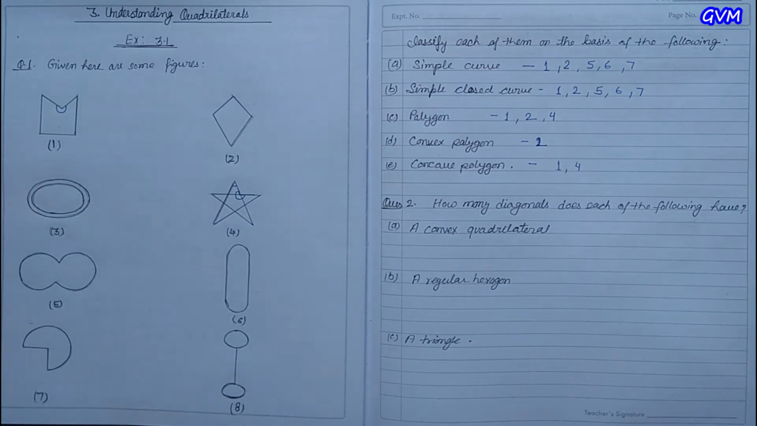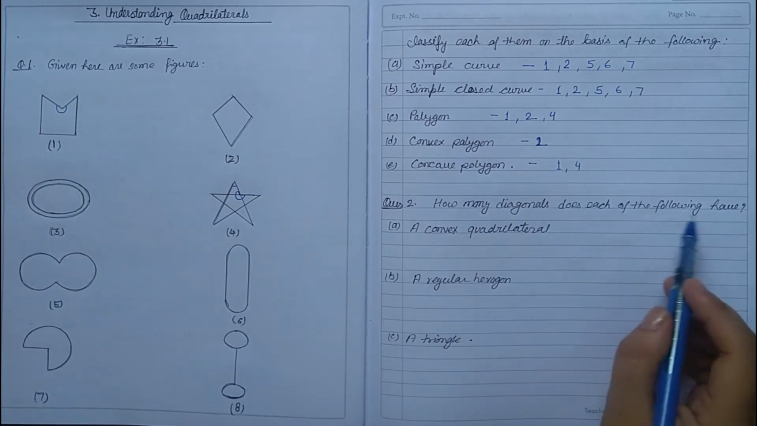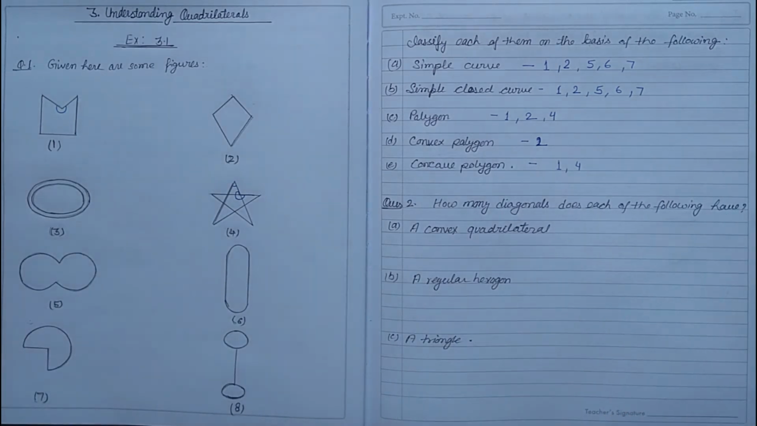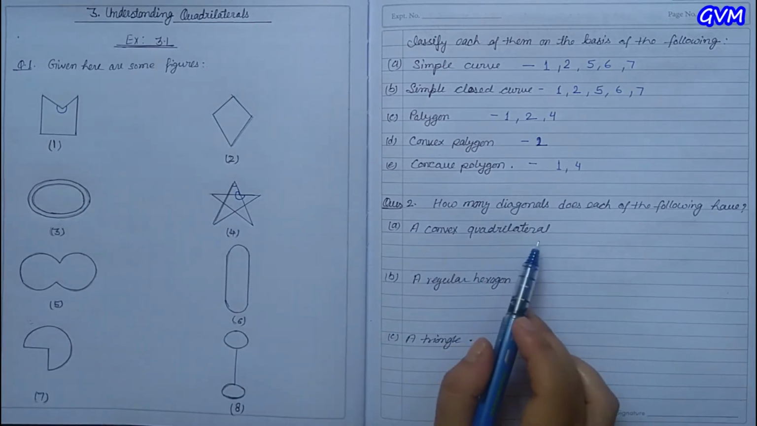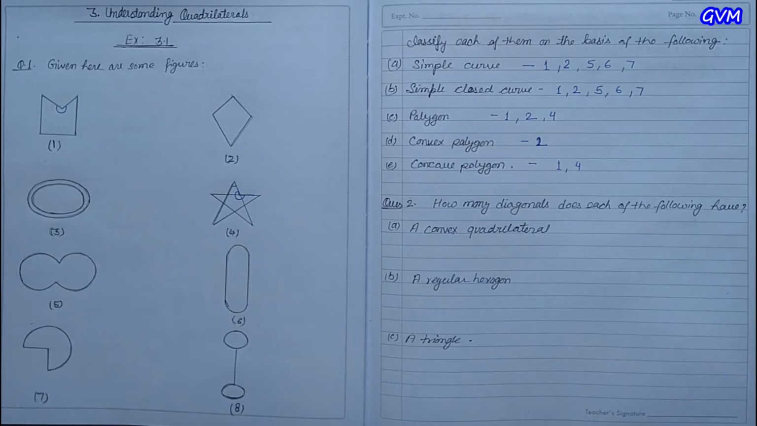Now let's come to question number second. How many diagonals does each of the following have? हमें diagonals बताने हैं कि कितने diagonals होंगे. A convex quadrilateral, एक convex quadrilateral में कितने diagonal होंगे?